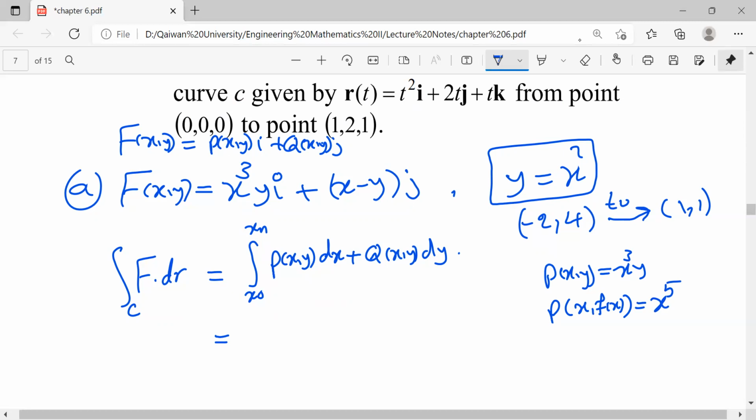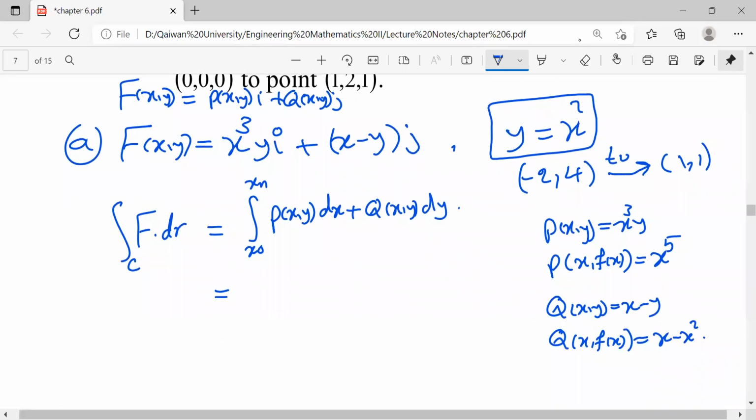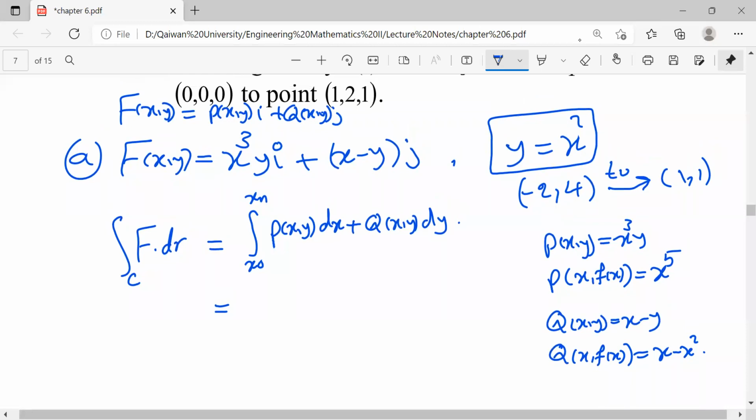How about Q? And Q of x, y equals x minus y. How about Q of x and f of x? It's x minus x squared. Why do we change all variables to x? Because the curve is a function of x, as y equals x squared. But if x is to be a function of y, in that case, we change all variables to y. Okay? That's it. Now, we need dy by dx also.